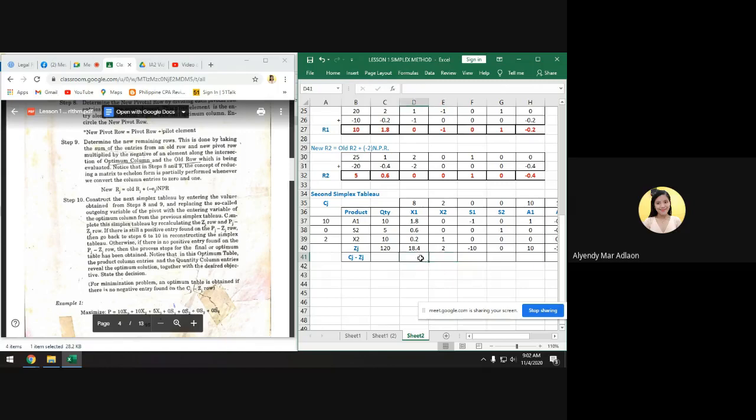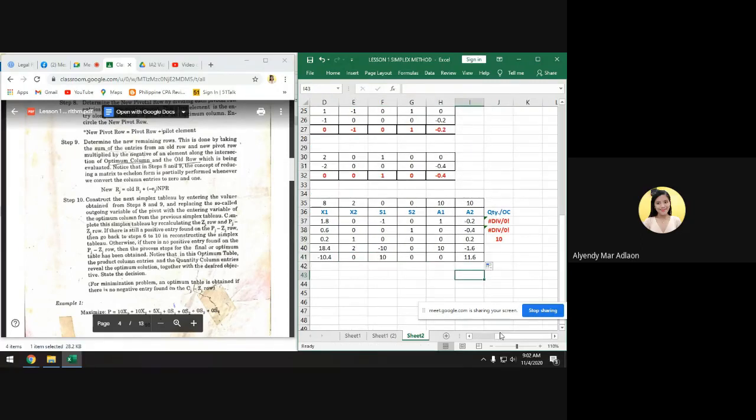Okay, then after that, you get the ZJ minus CJ minus ZJ. So to compute, we have 8 minus 18.4. We have 2 minus 2, that is 0. And then you drag until the last column.